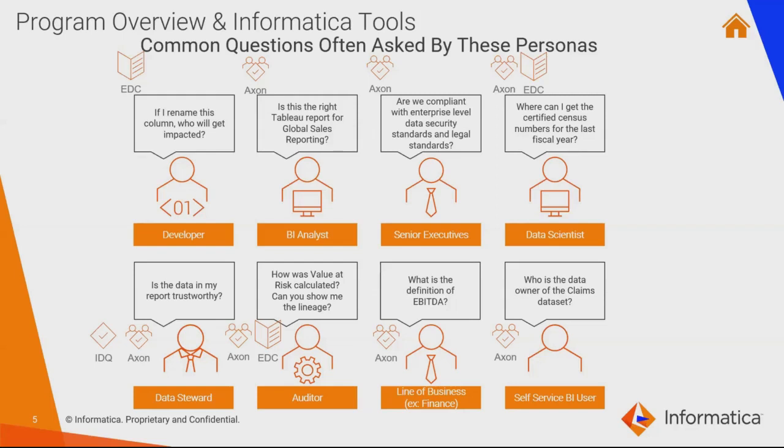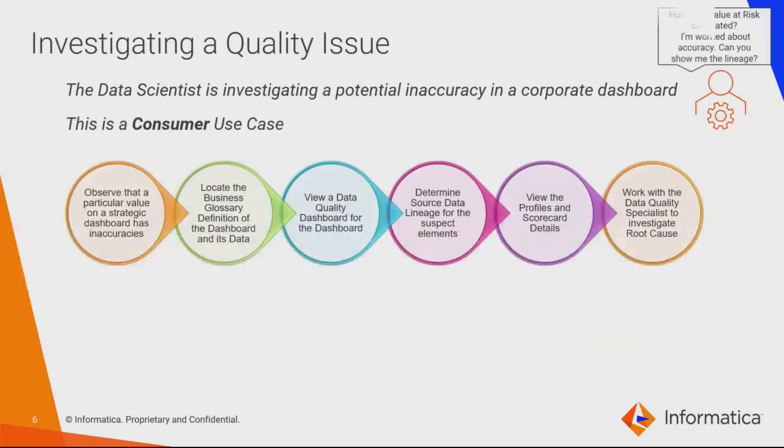So I'll give you kind of a flow of how these work through an end-to-end process. So just some typical use cases, drilling into some of those that were captured above. So if you're the data scientist looking at a potential inaccuracy, my value at risk, they see a number that doesn't really fit. So how can they get more detail about where this comes from?